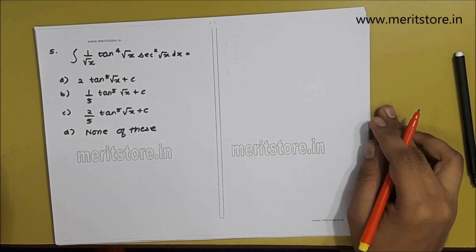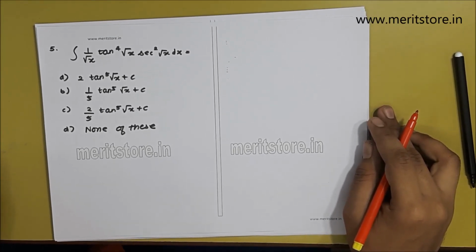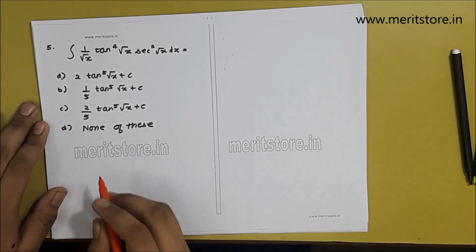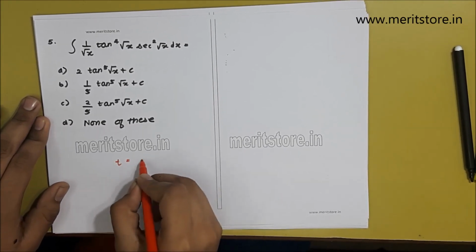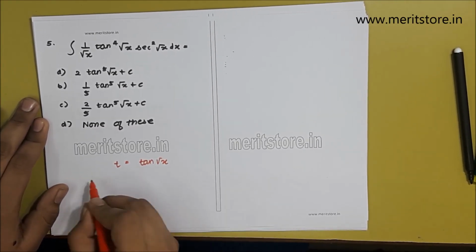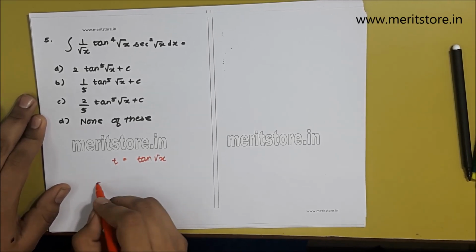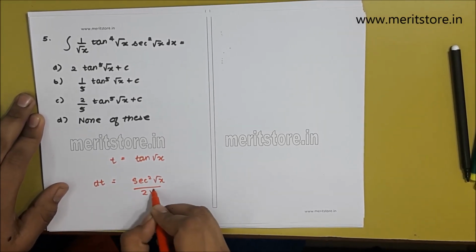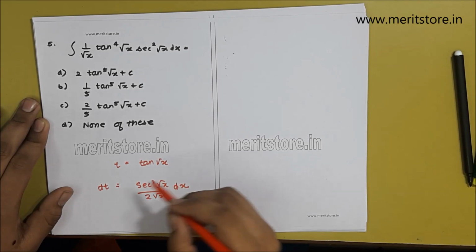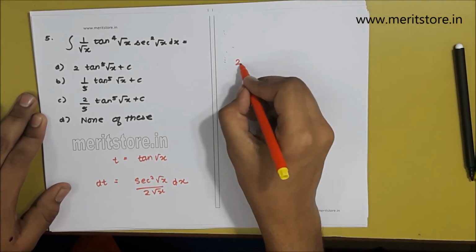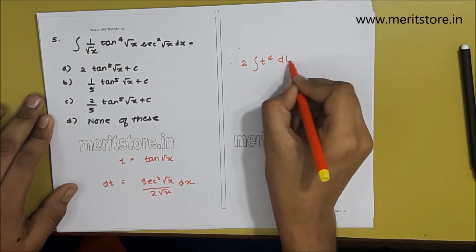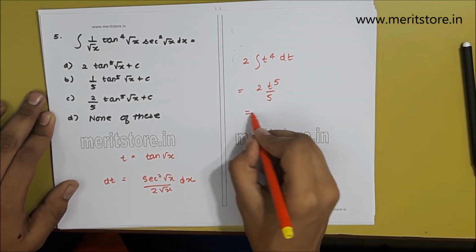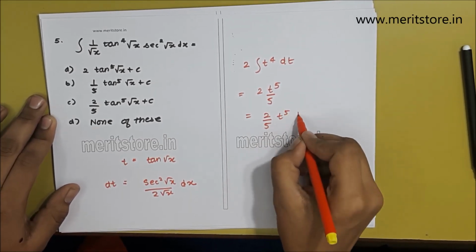Question number 5. Integration of 1 upon square root of x tan raised to 4 root x square sec square root x dx is equal to, now we can substitute t is equal to tan of root x, differentiating both the sides. What we get is dt is equal to sec square root x upon 2 root x dx. Now resubstitute the values for t and dt in the equation. What we get is 2 integration of t raised to 4 dt. Integration of t raised to 4 is nothing but t raised to 5 upon 5, as we already know.